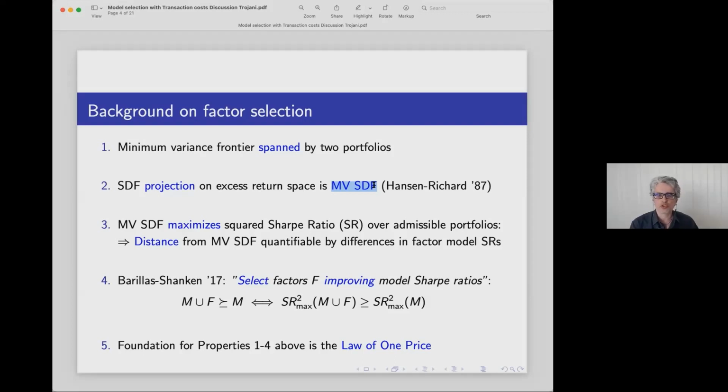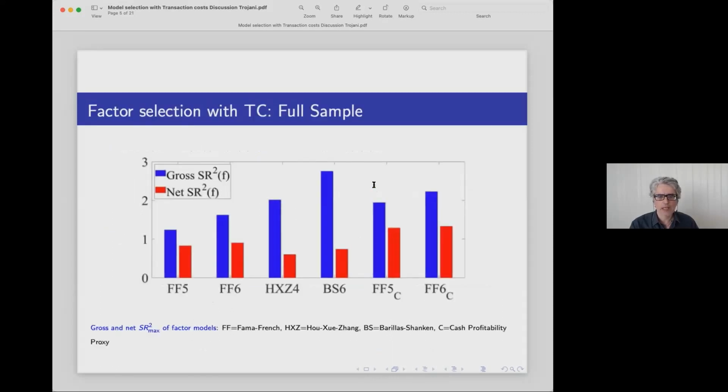The fact you can do a projection on the frontier is also based on projections which work with no transaction cost. So all this kind of intuition is relying very strongly on the idea that you don't have any form of transaction cost in the first place. All right.